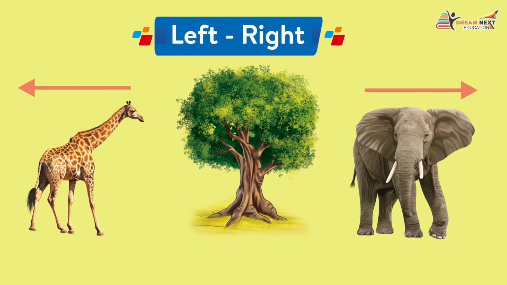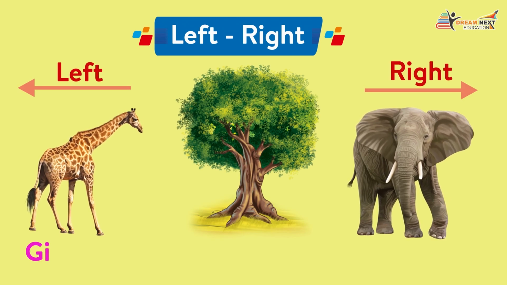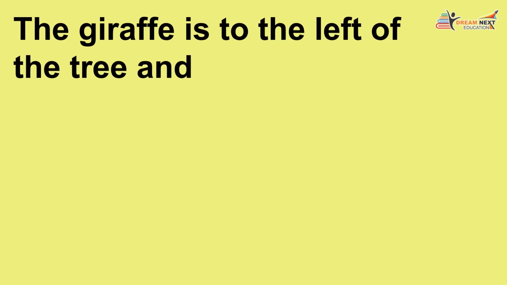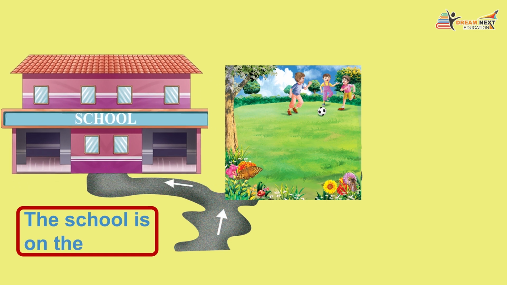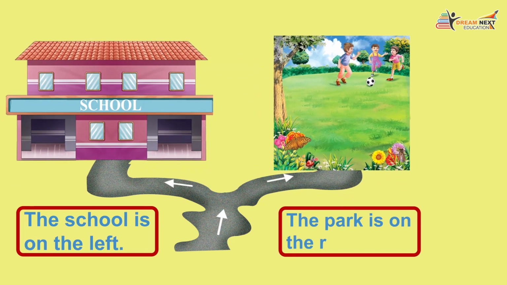Left, right. Giraffe, elephant. The giraffe is to the left of the tree and the elephant is to the right of the tree. The school is on the left. The park is on the right.